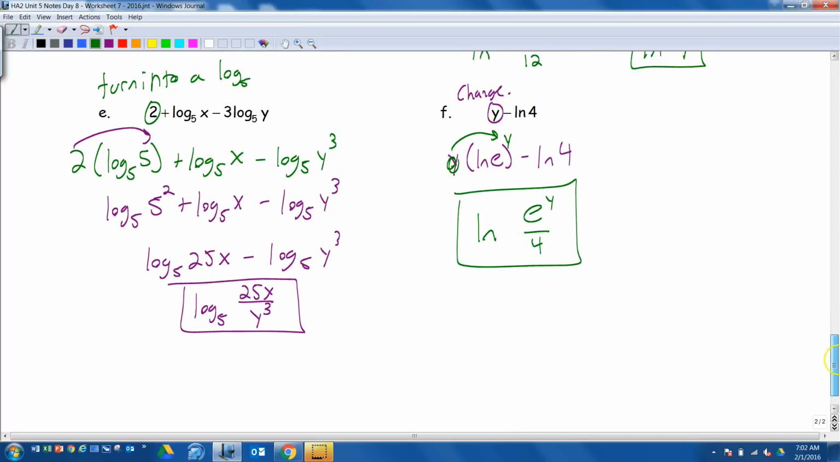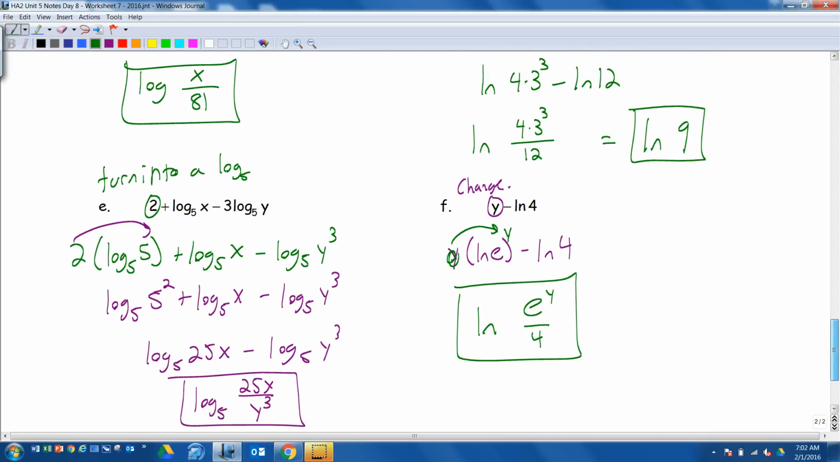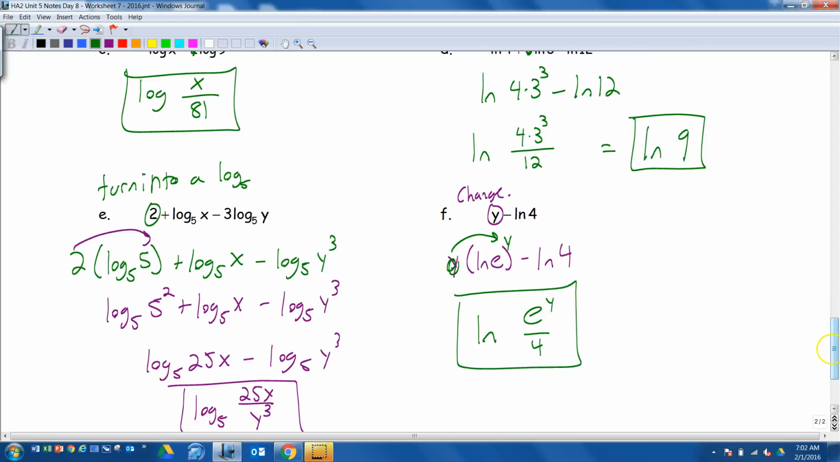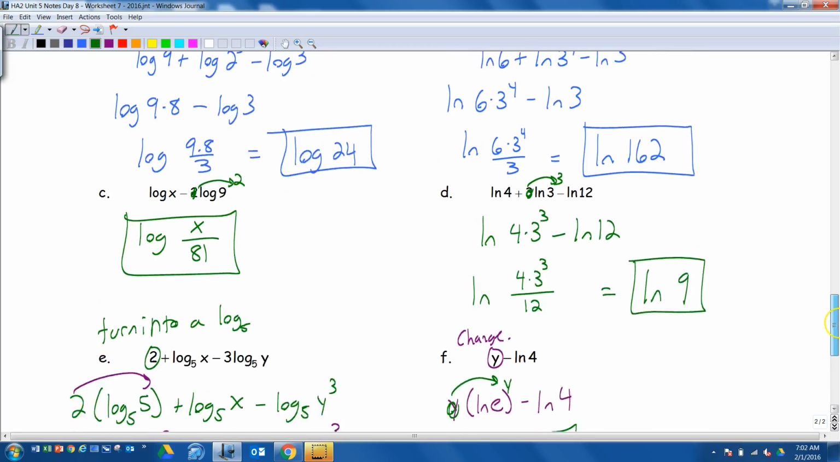So those are the trickiest ones. Just when you see a number, you have to turn it into a log base that matches the other two so you can work with it. And then we're going to push them together.